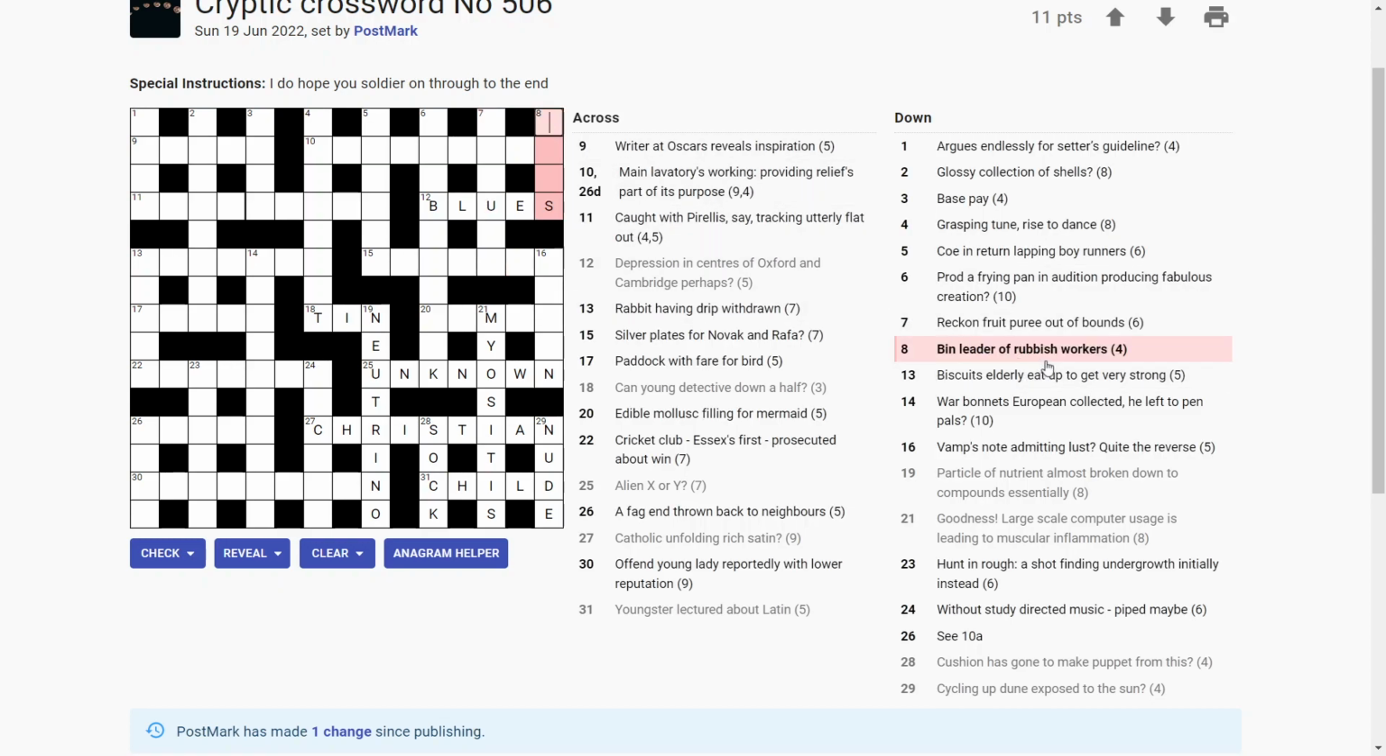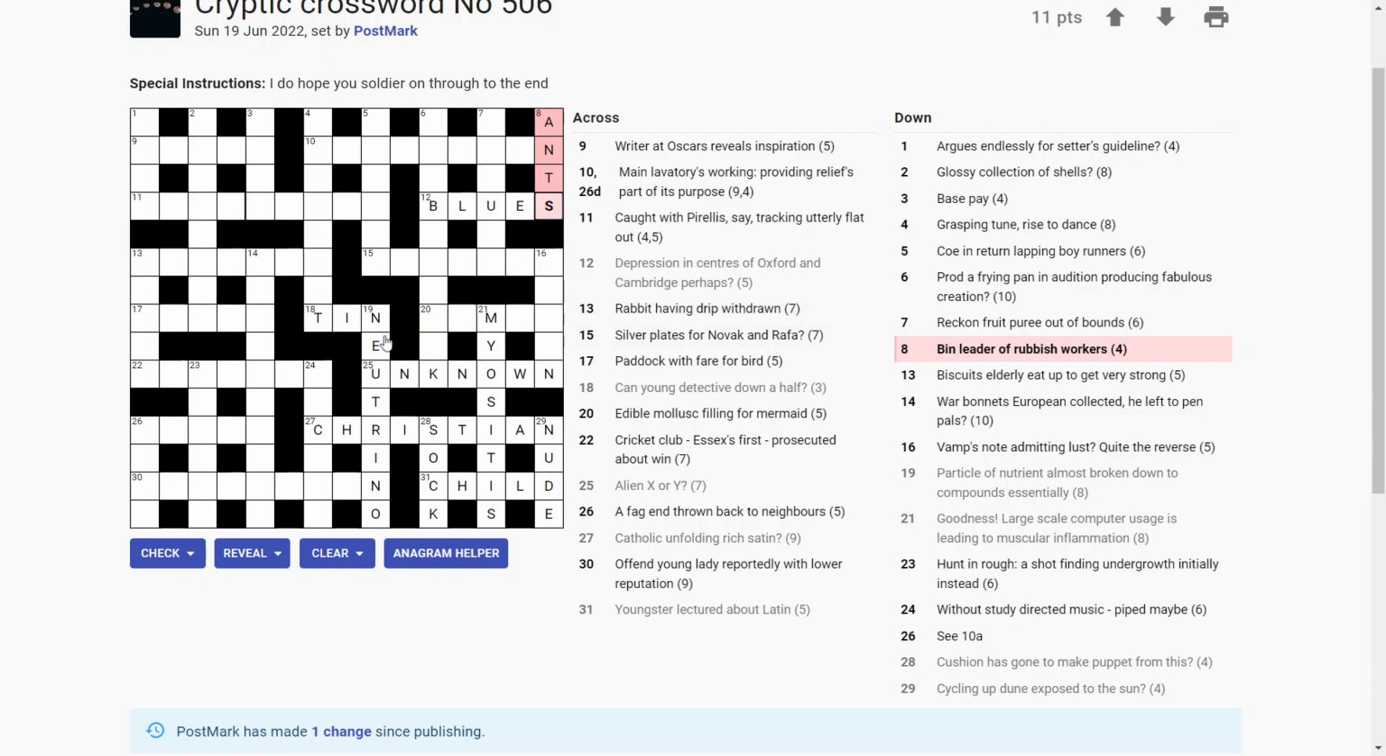Leader of rubbish workers. Leader of rubbish could be R. Bin. Workers. Ants are sometimes referred to as workers. Oh, I think it is ants. I think it is pants, which is rubbish, without the leader, giving us ants.